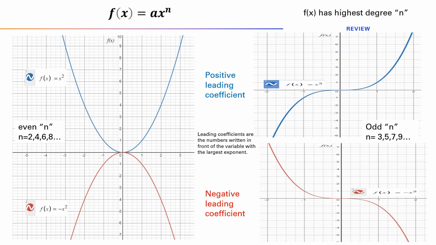So to start, we review some facts. If we have a polynomial function, f of x equals a x to the power of n, a is the leading coefficient and n is the highest degree.